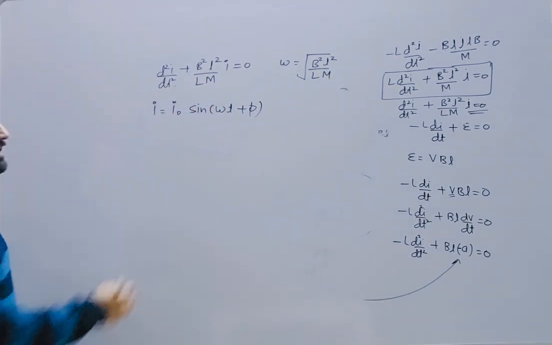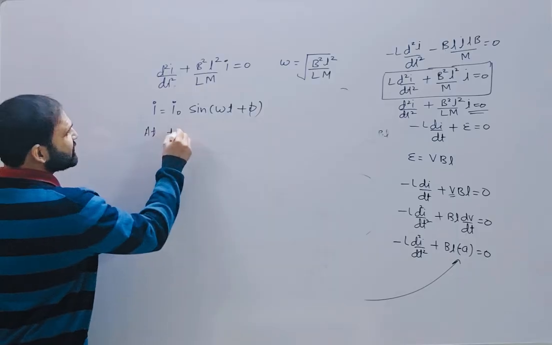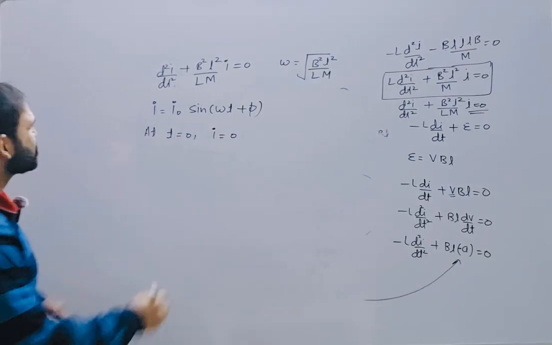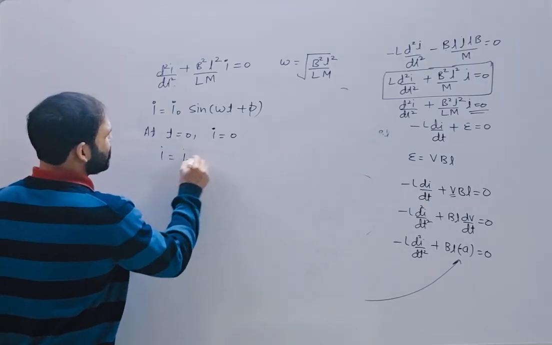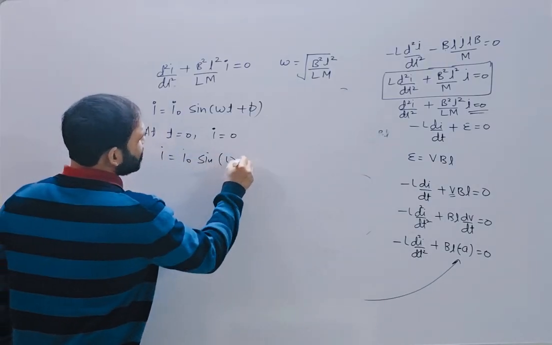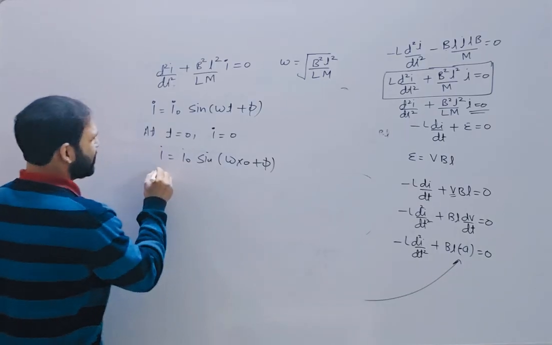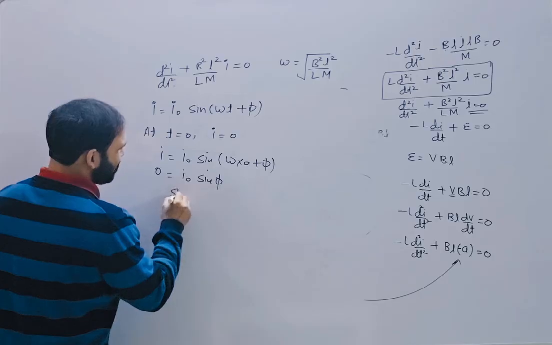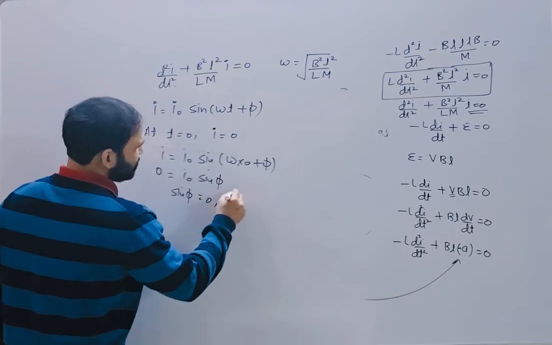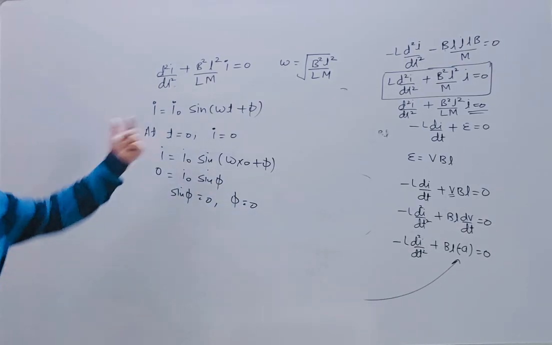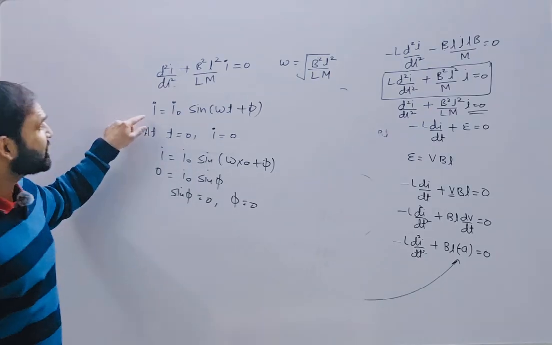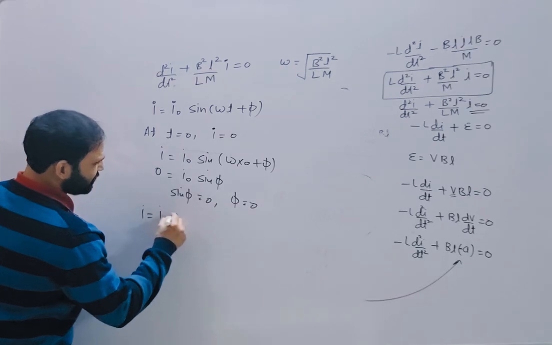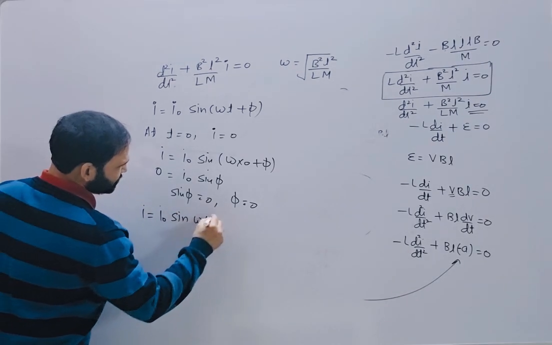Now, initial condition at t equal to 0. What is the value of I? I is 0. So the relation of I is equal to I naught sine (omega into 0 plus phi). So we can say 0 is equal to I naught sine phi. So sine phi is equal to 0, so phi is equal to 0. That means the initial phase of current is 0. So we can easily write the value of current as I equals I naught sine omega t.